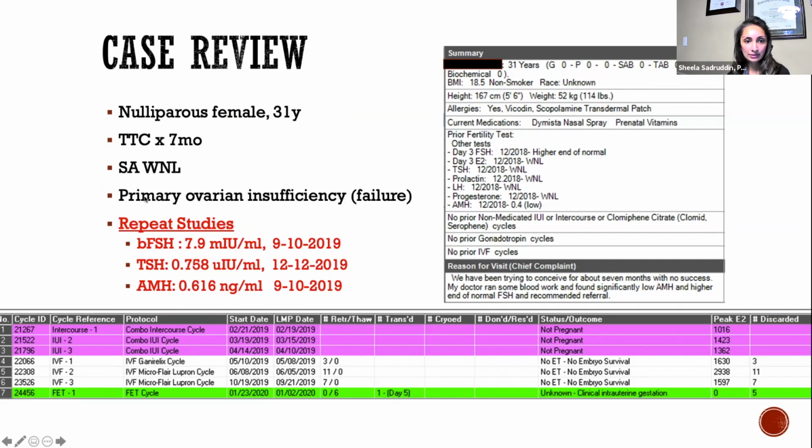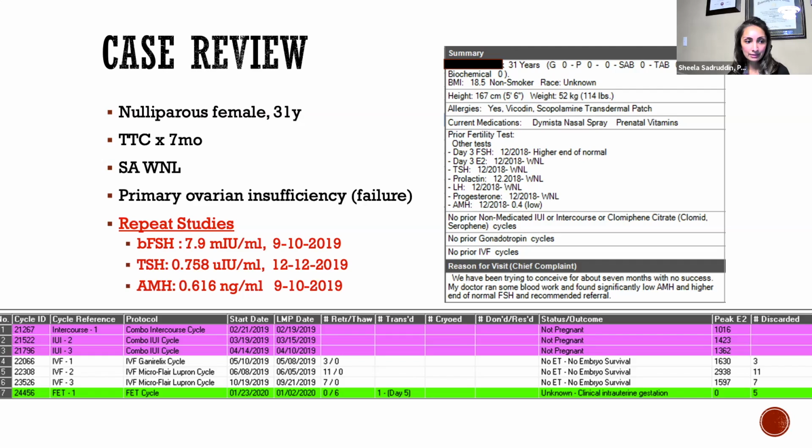On the right there in the center where it says prior fertility tests, you'll see those were her primary tests, and then we performed repeat studies there in red where her basal FSH was 7.9, which is within normal range. Her TSH was 0.75, which is a little lower than expected for a female at her age, and her AMH tested low at 0.6, especially given that her FSH was normal. So in combination with her AFC, which is antral follicle count, it was very clear that she presented with lower reserve.